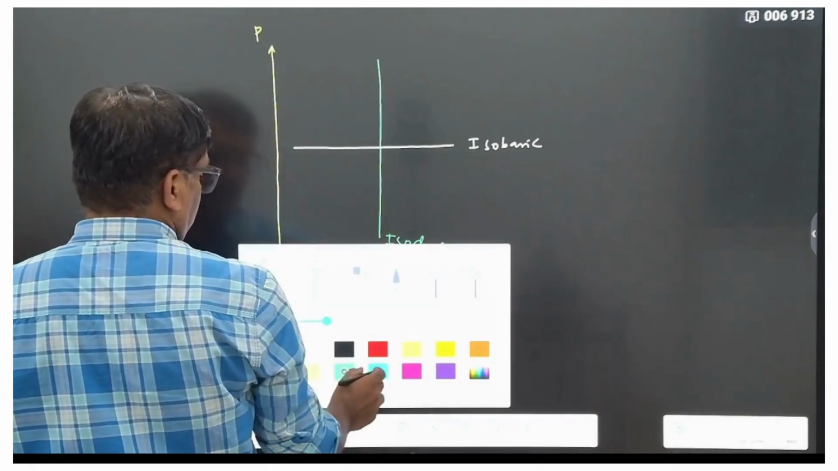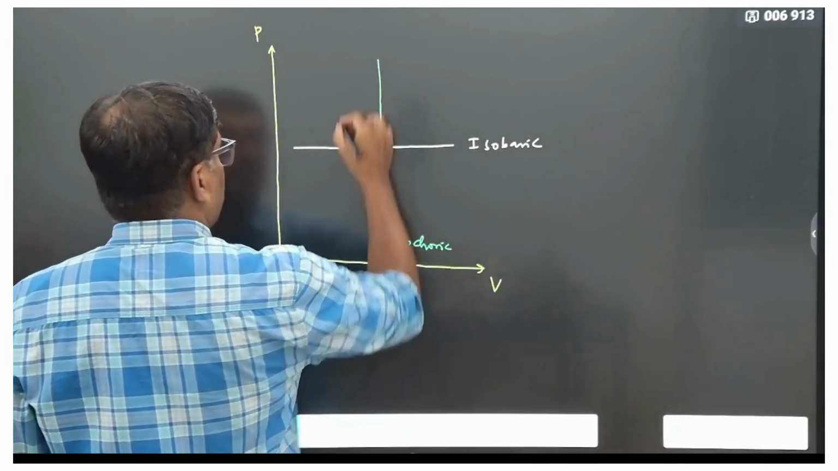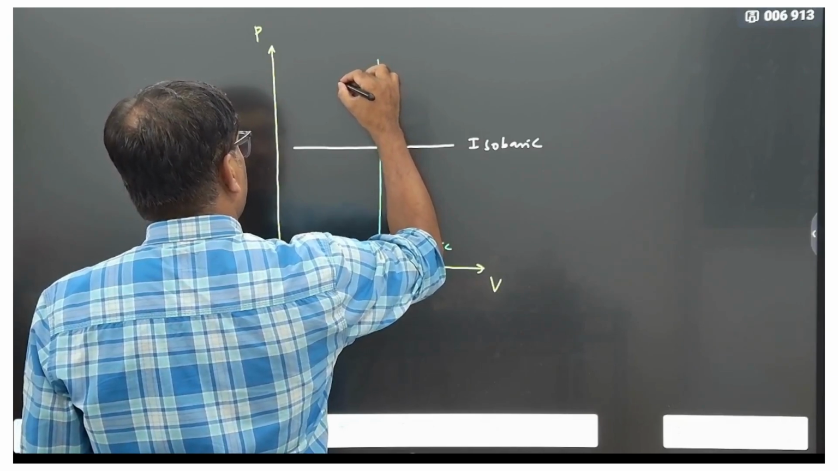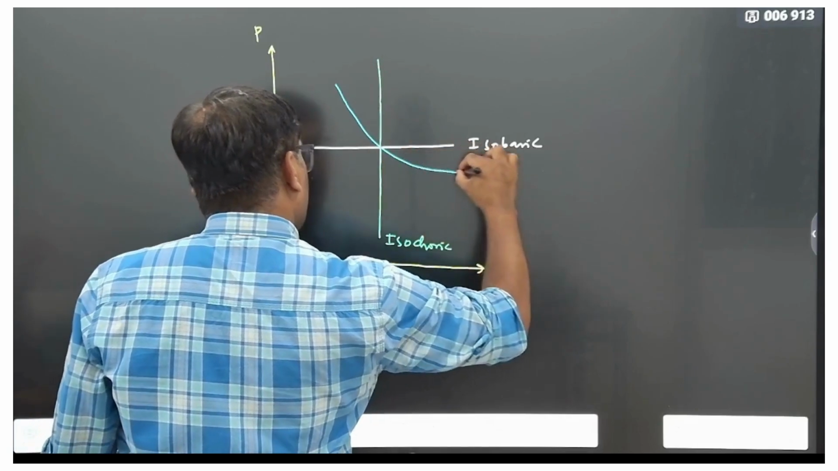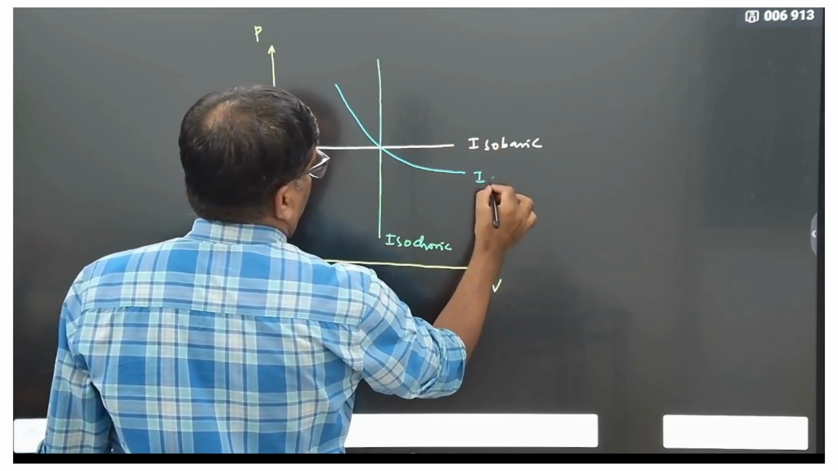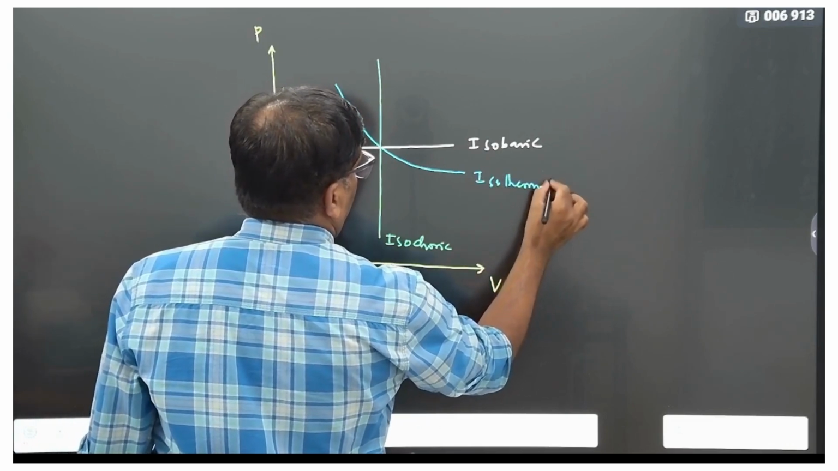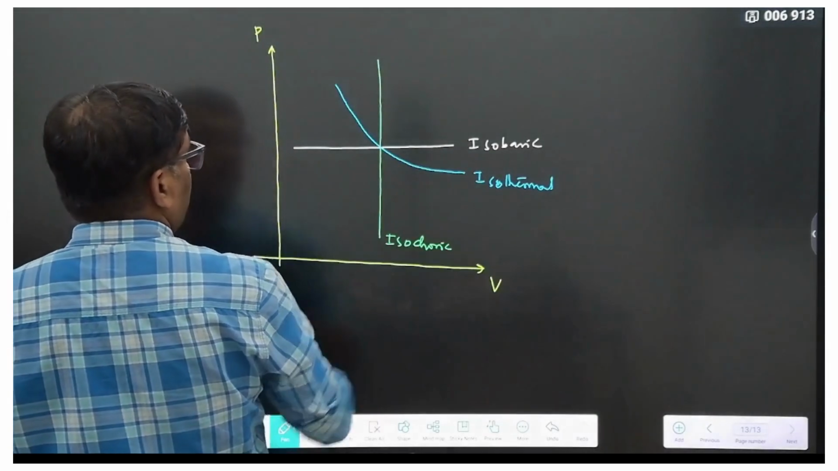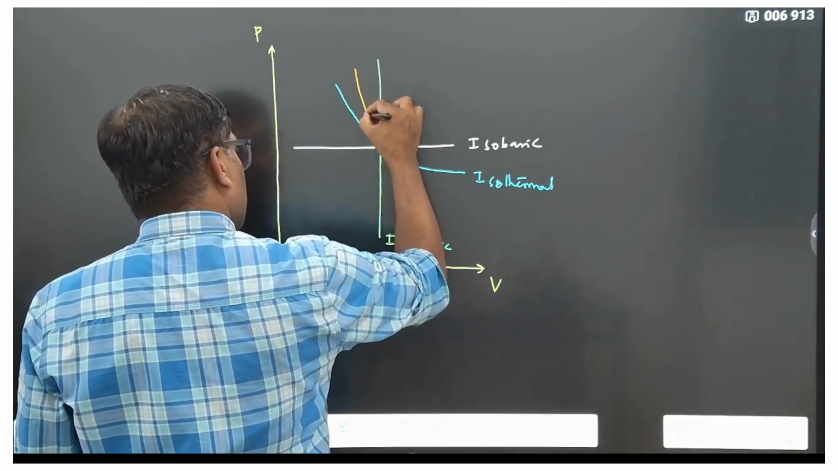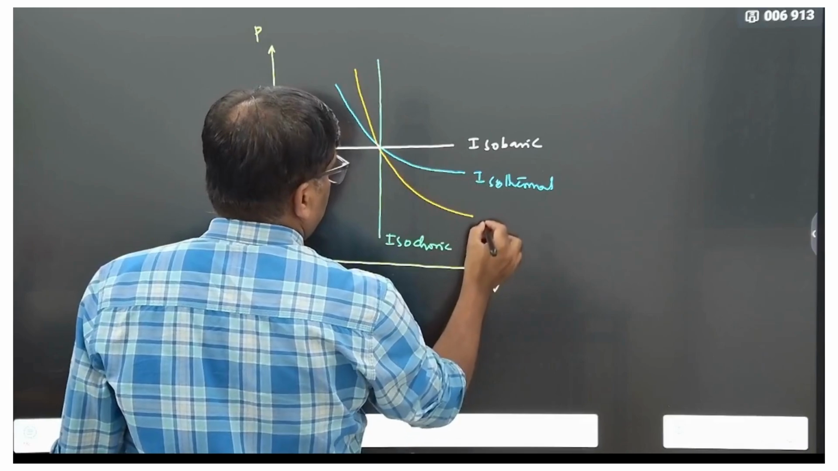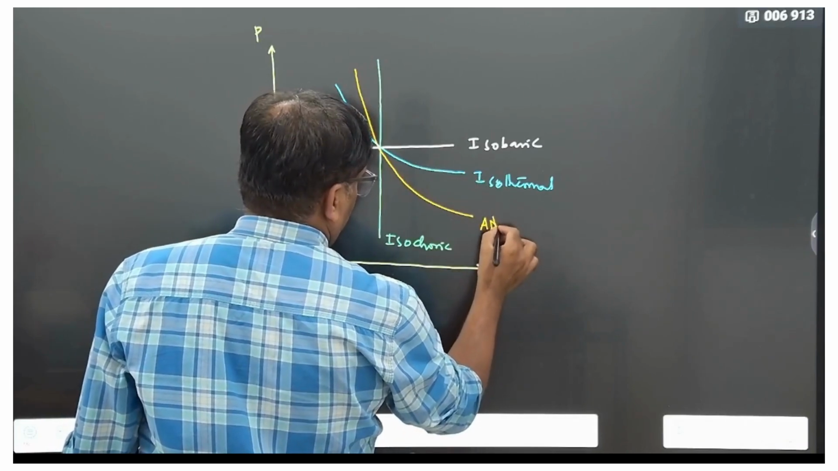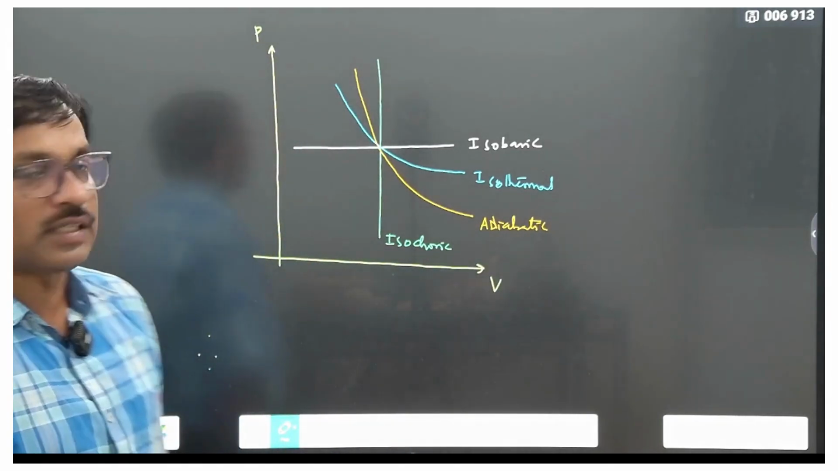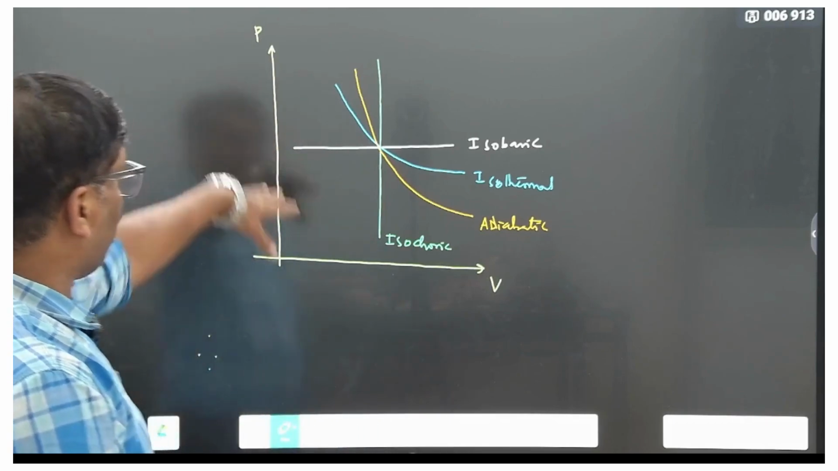Clear? Next one, P is inversely proportional to V, no? So therefore what you can write here, there will be one graph. This is nothing but isothermal. Next one more graph will be there, that is adiabatic. So these are the graphs for the PV graph, all these 4 processes.